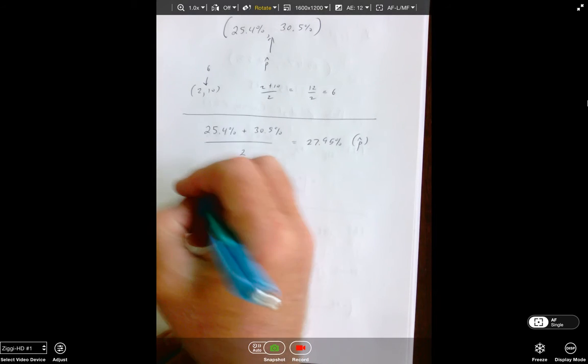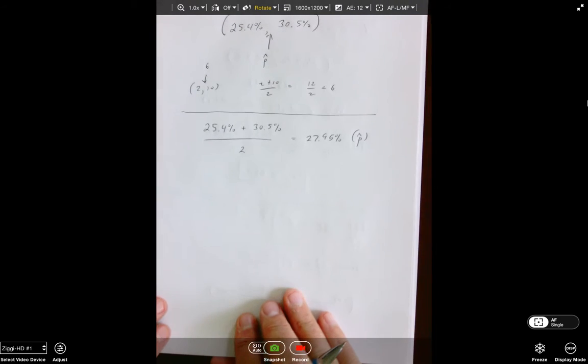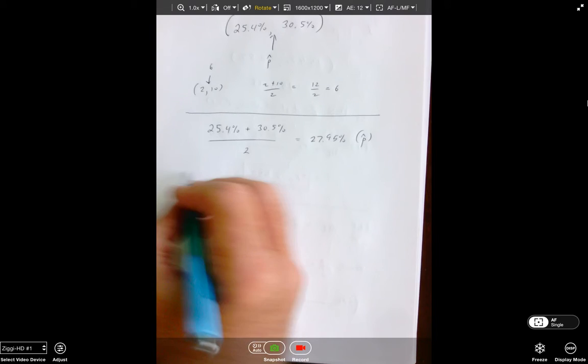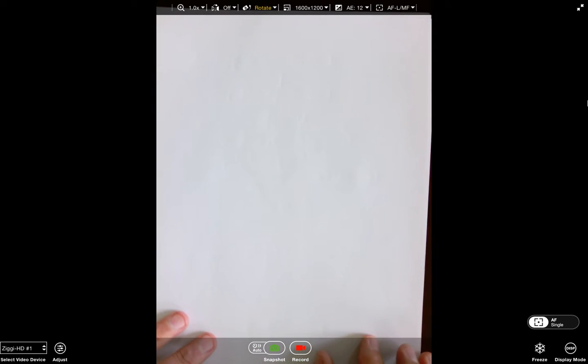So gang, we know that our margin of error was 2.55%. After all my screaming and yelling and everything, you should know by now. I'll tell you what, I'm going to start a new sheet of paper because we've got a lot going on here. You should know by now you never, ever, ever, ever use a percentage in arithmetic. So we're going to use 0.0255.